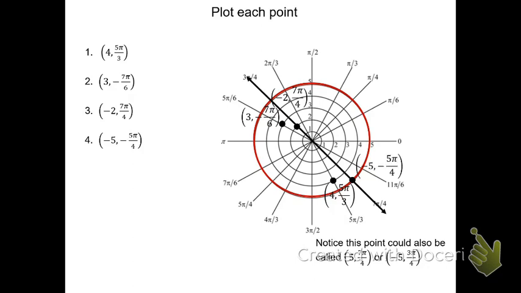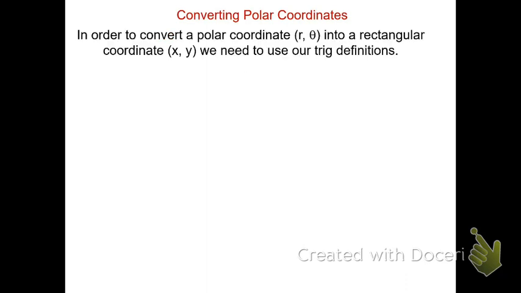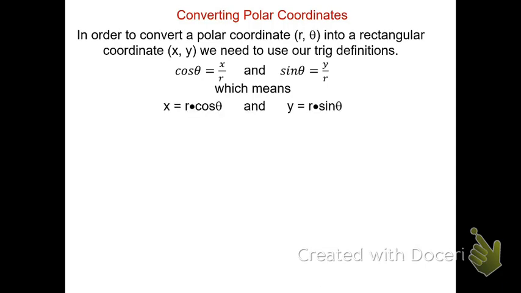All right, now let's look at some examples of how to convert. To convert a polar coordinate into a rectangular coordinate, we're going to need some trig definitions. And the ones we're going to use are for sine and cosine. Keep in mind that cosine theta is x over r, and sine of theta is y over r. Now, solving for x and y, we would get x equals r cosine theta, and y equals r sine theta.